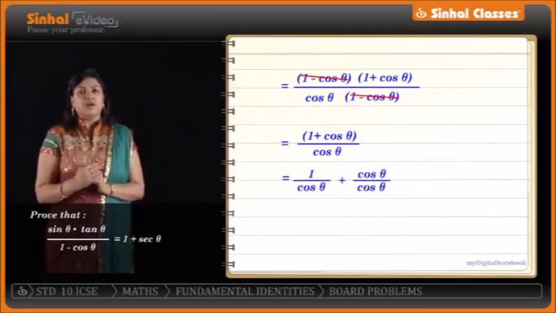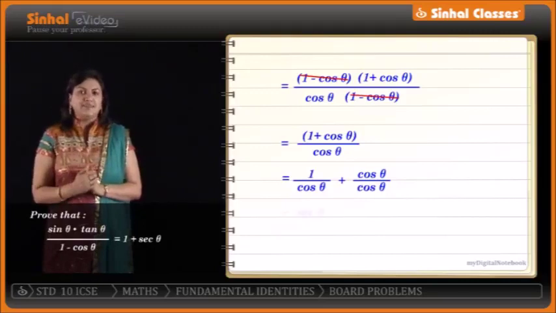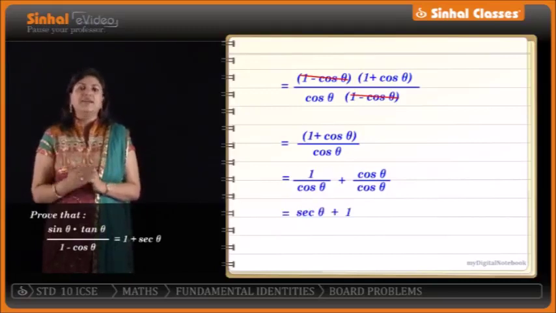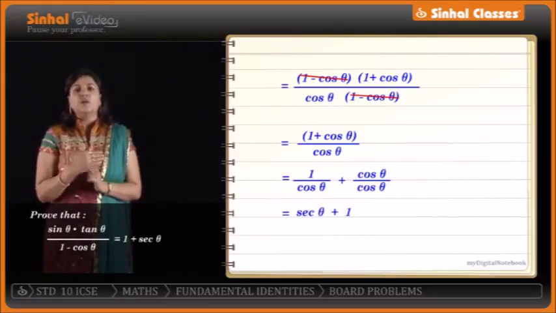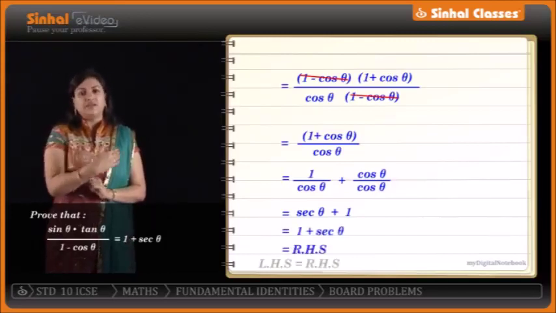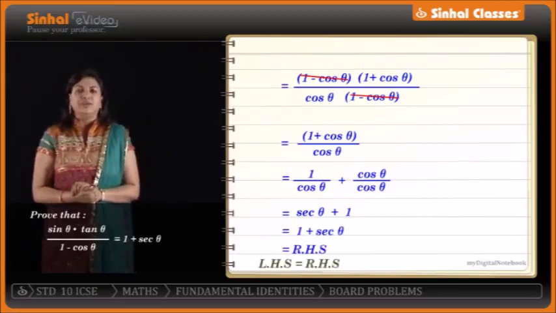Now 1 upon cos theta is sec theta and cos theta upon cos theta gives us 1. So we've got sec theta plus 1. We rearrange this and have 1 plus sec theta, which is nothing but our RHS. So we have proved LHS and RHS equal.